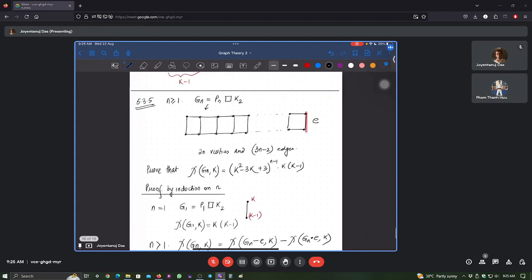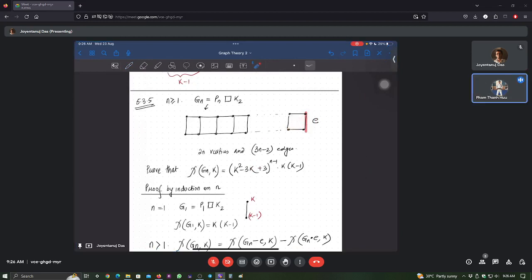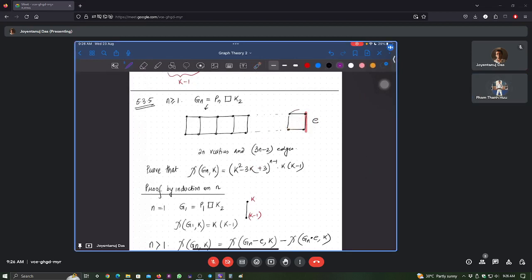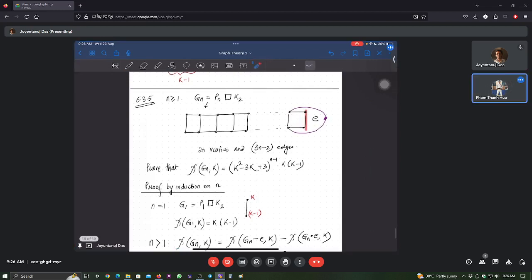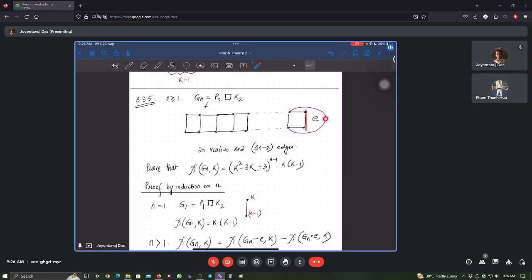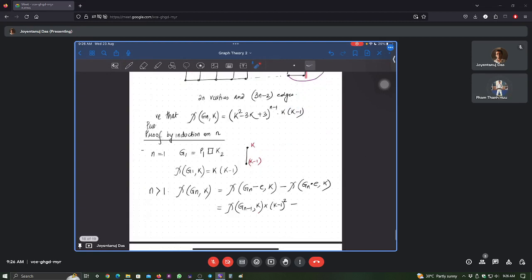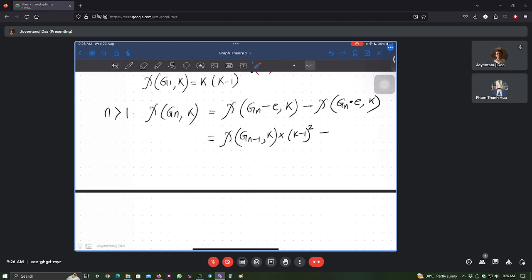And now if I contract this edge, it will look like this one, with k minus 2. Because this one is Gn minus 1, then I have to color this vertex different from this and this, so it will be k minus 2. So this will be the chromatic polynomial of Gn minus 1 comma k, times k minus 2.